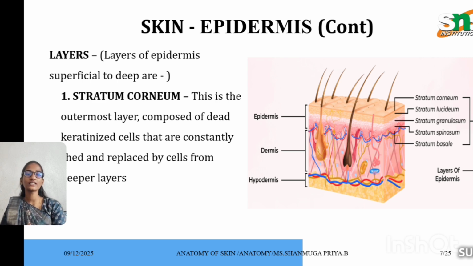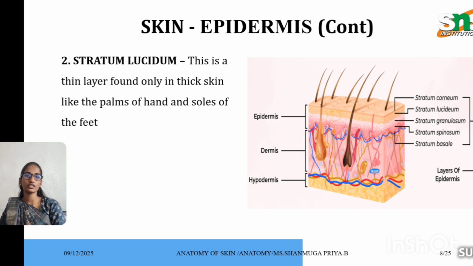Usually the stratum basale, the deepest layer, is mitotically active and produces these cells, and these cells migrate from the stratum basale to the stratum corneum, where they die and are shed from the skin. Next is stratum lucidum. This is the second layer, and it is a thin layer found only in thick skin, like palms of the hand, soles of the feet, as well as flexor digits of the fingers. And this is also called glabrous skin.